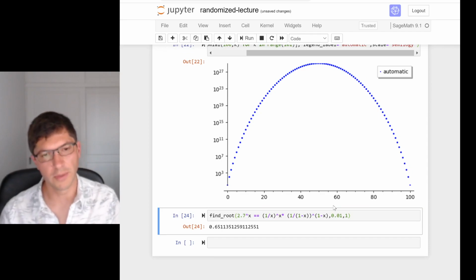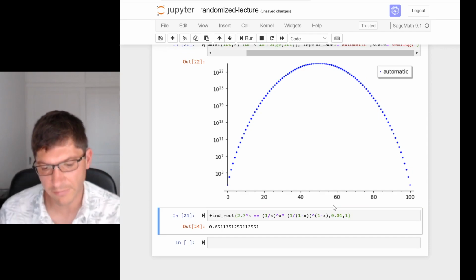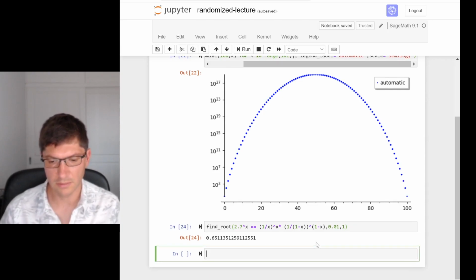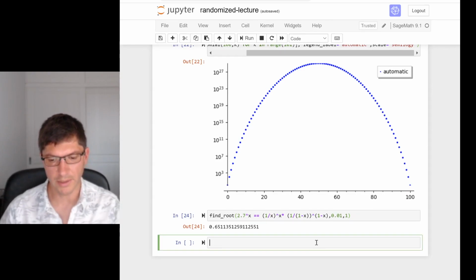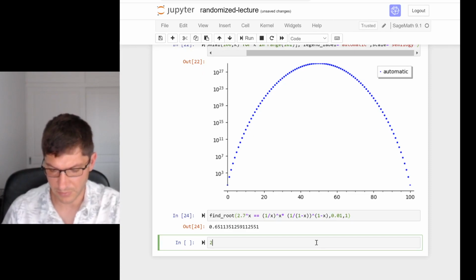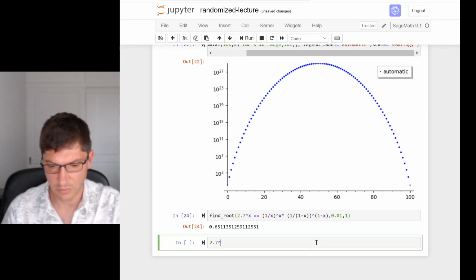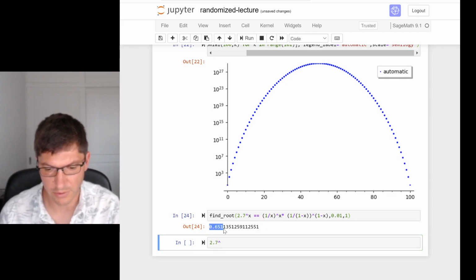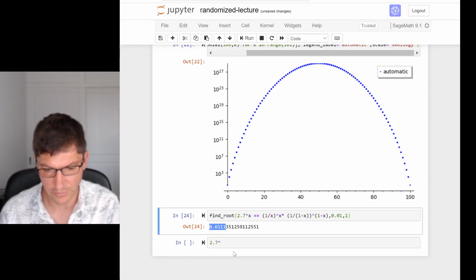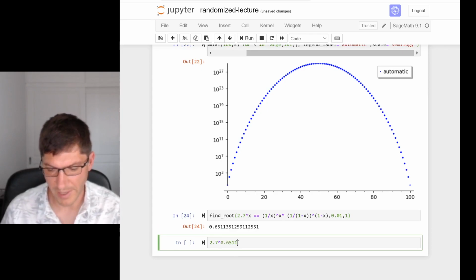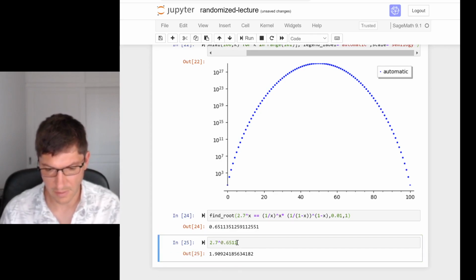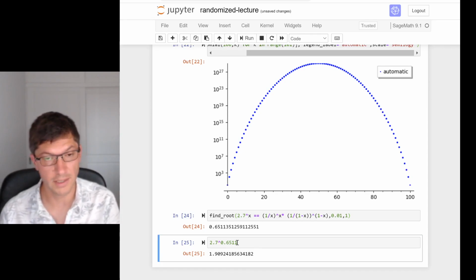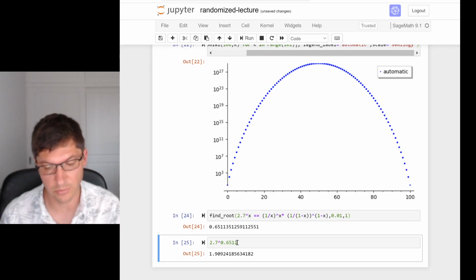Okay, so we indeed find 0.6511 something. And now, if we want to know the actual running time, we can just compute 2.7 to the power of, well, the answer that we got here. And we'll truncate it to the 4th digit, because that's what our algorithm says. And then we get 1.9093 to the power n as a running time.